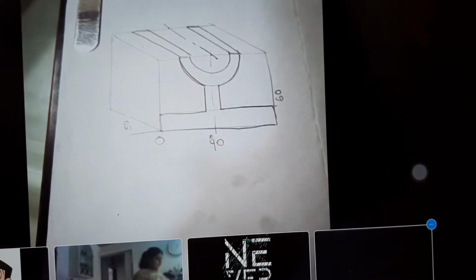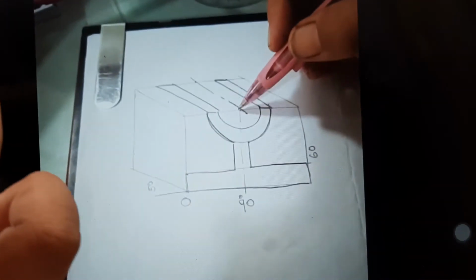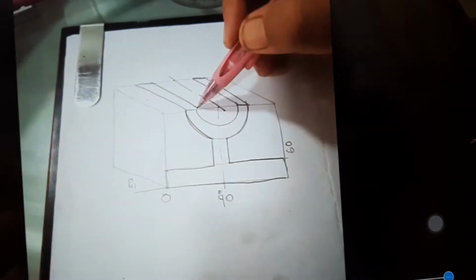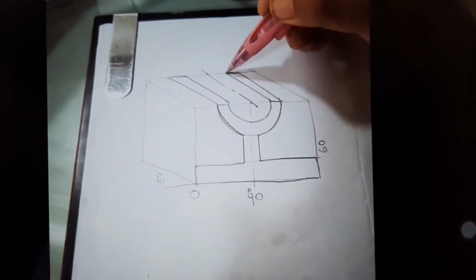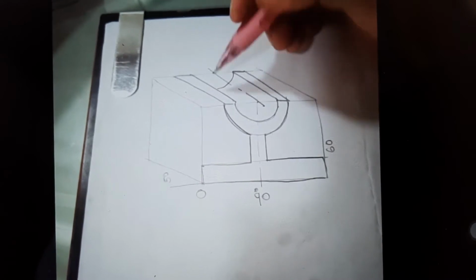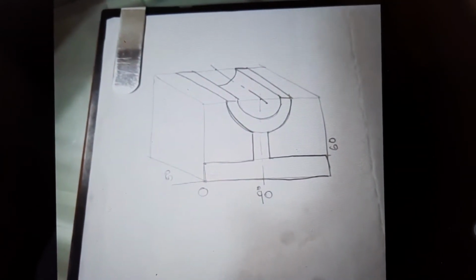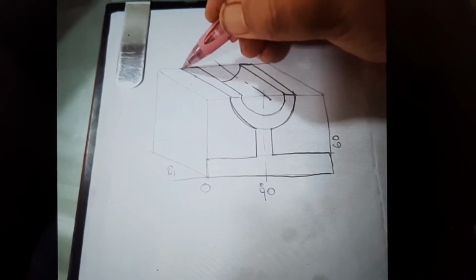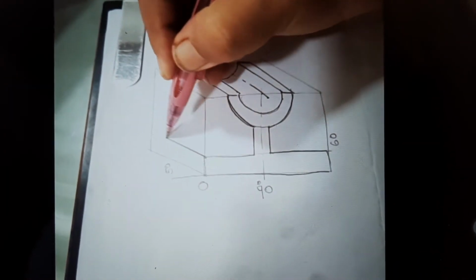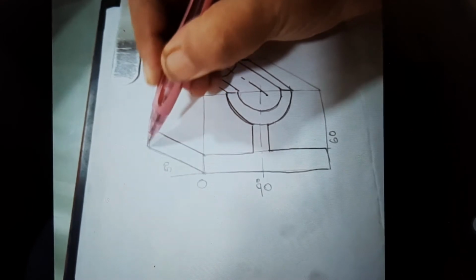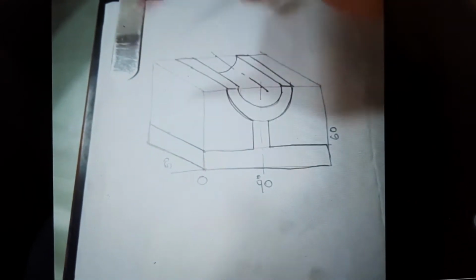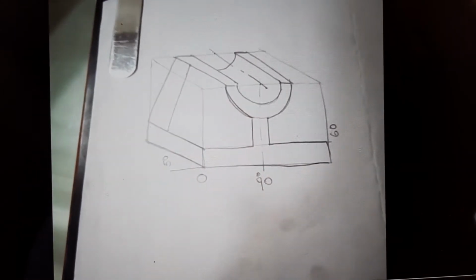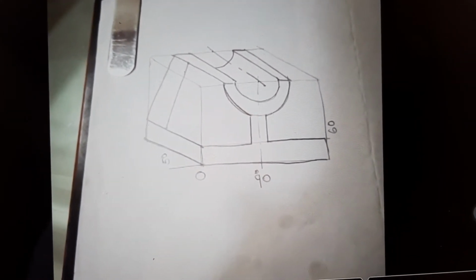Yeah, you have to copy paste. Copy paste. Now take radius 20, this one. Take radius 20, and here you will get this surface. Okay. Now same way, mark 15. Mark 15 here. Take this line here, take this line here, mark 15 here also, join the slope. Got it?